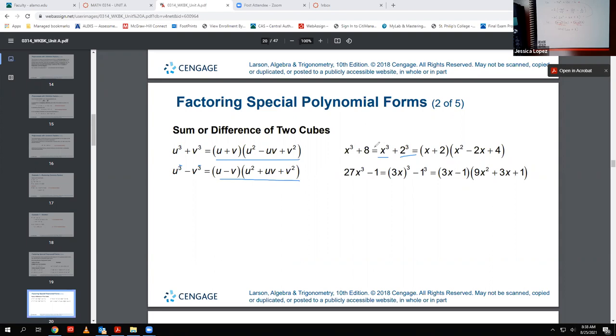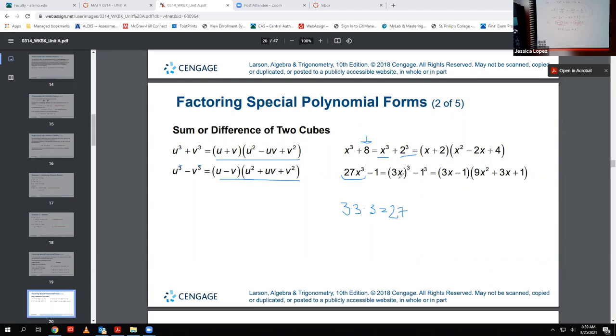Obviously it's x that's being cubed. For the numbers, you have to actually figure it out, okay? So here, notice that this one is not just an x that's being cubed. For there, it does have a number. So I have to figure out what number is being cubed. And it turns out that it's 3, because 3 times 3 times 3 equals 27, okay?